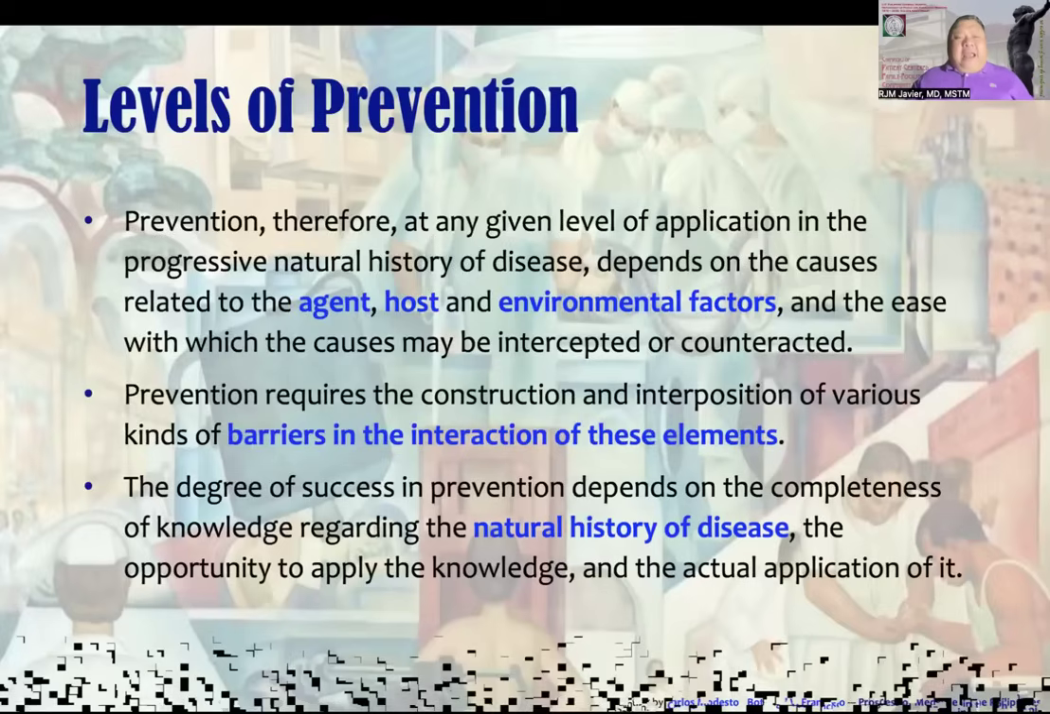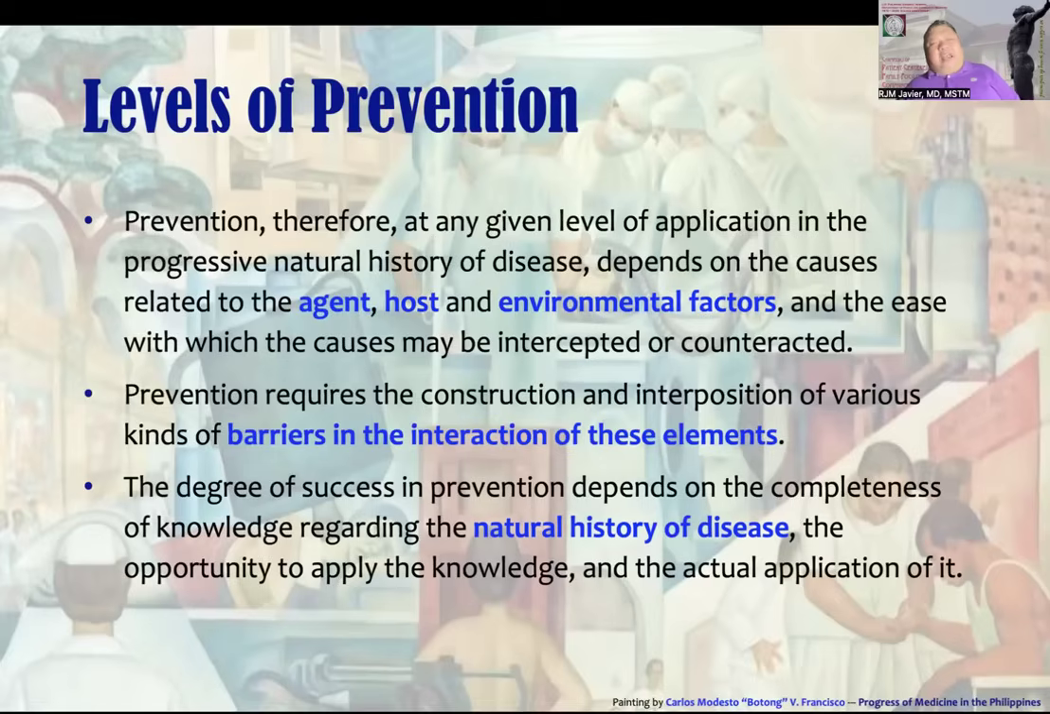Then we move to the next and last concept, the second to the last concept for today's lecture, which would be levels of prevention. Prevention, therefore, at any given level of application in the progressive natural history of disease would depend on the causes related to the agent, the host, and environmental factors, and the ease with which the causes may be intercepted or counteracted are taken into consideration.